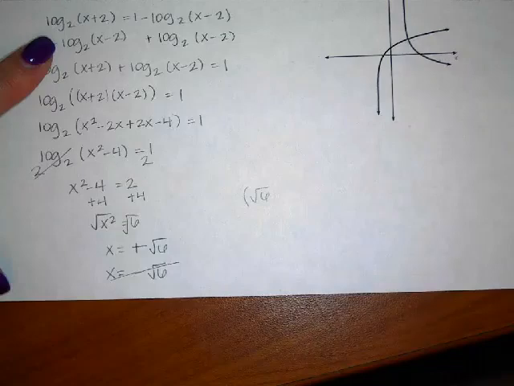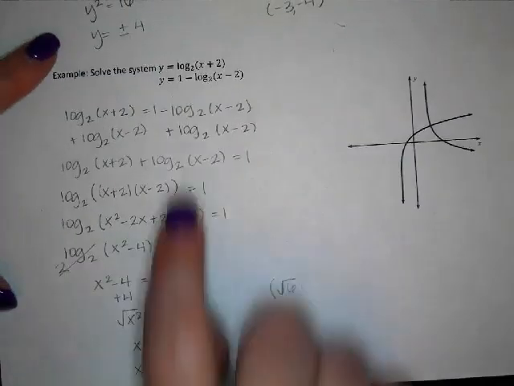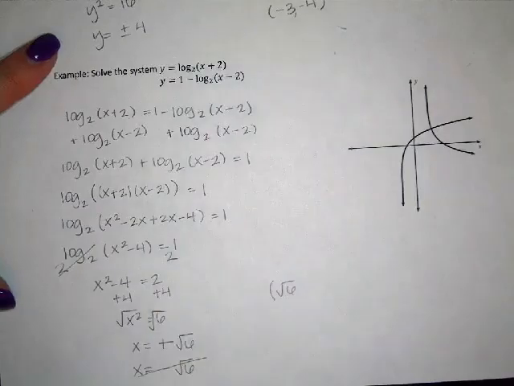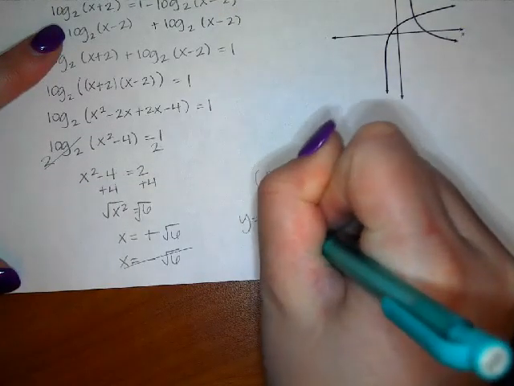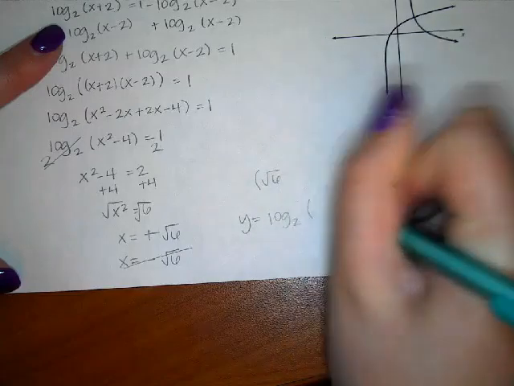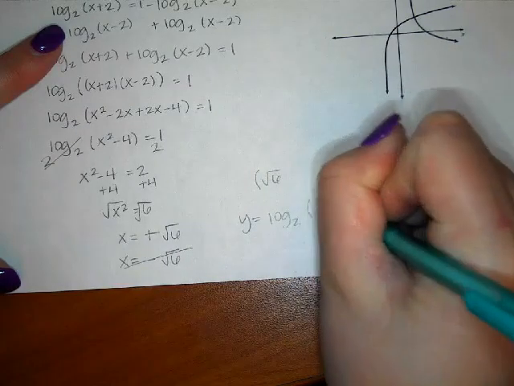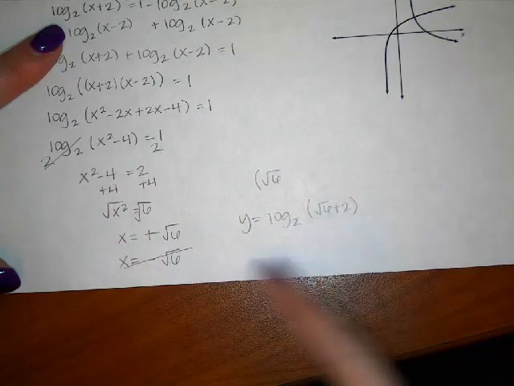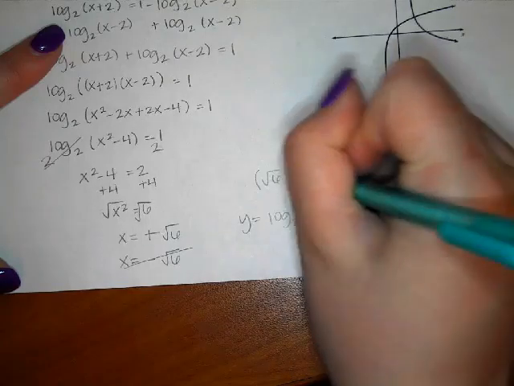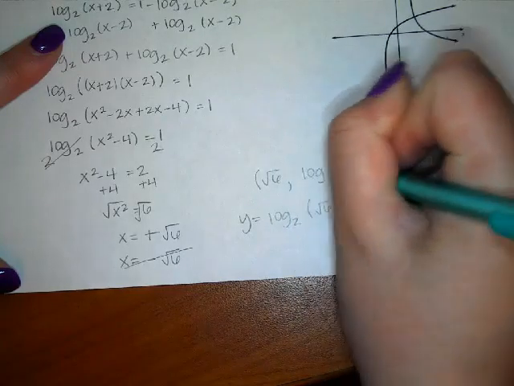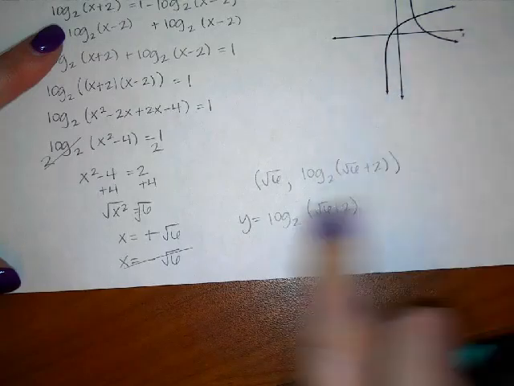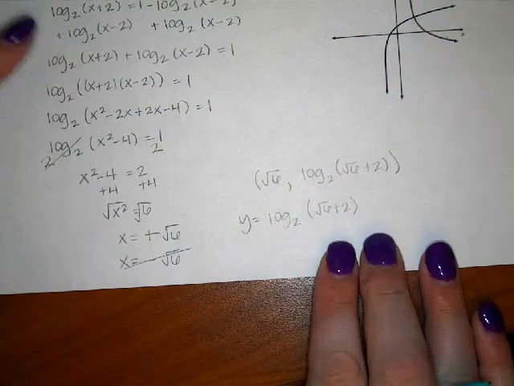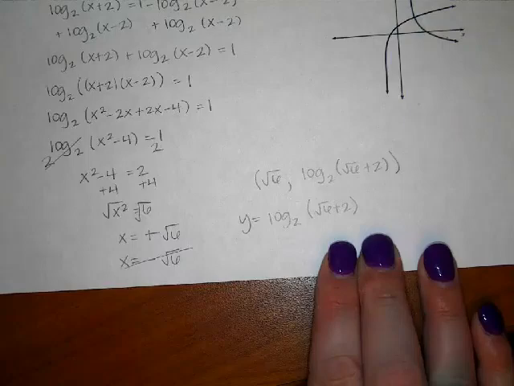And then to find the y coordinate, we just have to take that x coordinate and plug it back in. I'm going to use the first equation just because it has less stuff. So y equals log base 2 of root 6 plus 2. And there's nothing special I can do there, so that's just the y coordinate, and it's just kind of a weird number. But I can go ahead and find the decimals for those if I want to see exactly what they are.